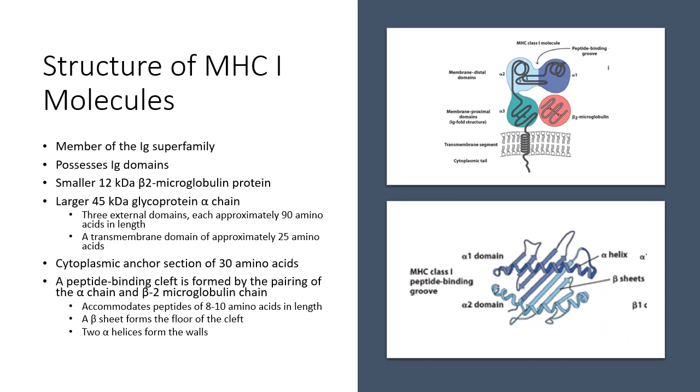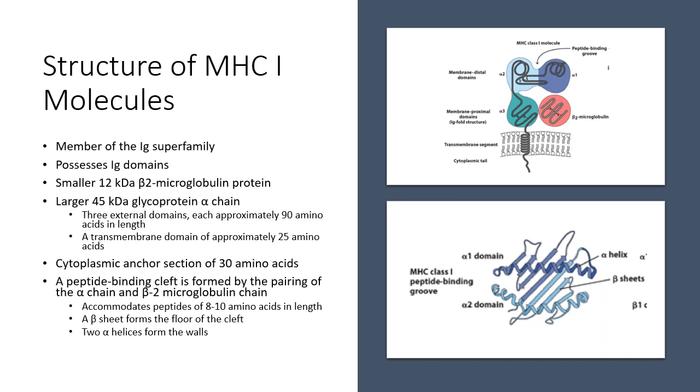The 2 alpha helices sort of form the walls, and the beta sheet section forms the floor of the cleft. You can fit in a peptide that's 8 to 10 amino acids in length in there, and there's a little bit of variation in that. We'll talk about why that occurs. Longer peptides just simply don't fit, so that's why it's only 8 to 10 amino acids in size.